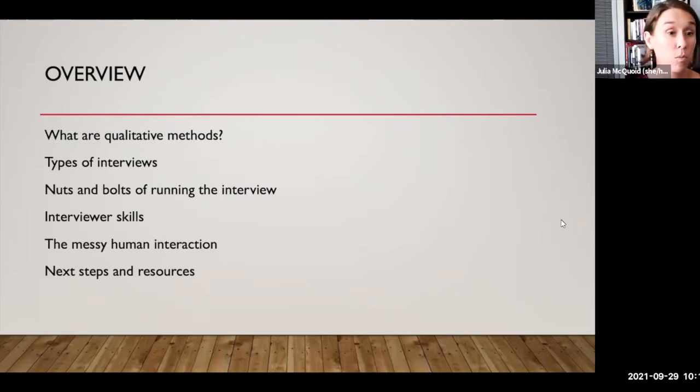And then Chad will talk about interviewer skills and characteristics. He'll talk about that kind of messy human interaction that comes from two people getting into a room together and having a conversation. And then we'll wrap up with some next steps and resources that we would like to send you home with so that you can continue to learn about this data collection method.